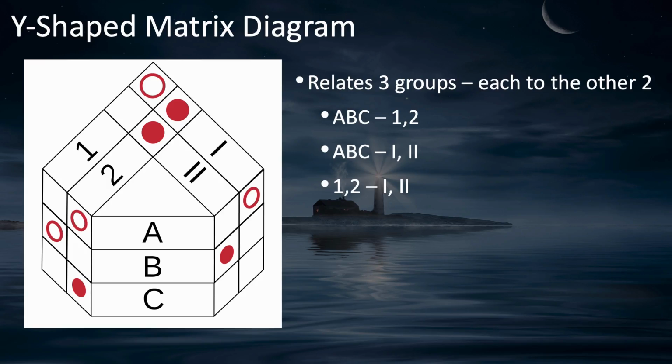A Y-shaped matrix does a T-shaped matrix one better. It relates each of the three groups to the other two. These are a bit more difficult to read, and certainly more difficult to draw, unless you have a slick tool for doing it. So you don't see these as often. And you can represent this information using multiple L or T-shaped matrices. You can see that the Y-shaped matrix looks a bit like an upside down Y, sort of.